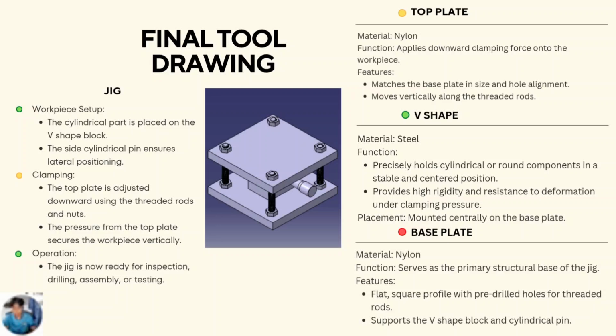For the function, it serves as the primary structural base of the jig. For the features, it has a flat, square profile with split drill holes for the threaded rods, and it supports the V-shaped block and cylindrical pin.